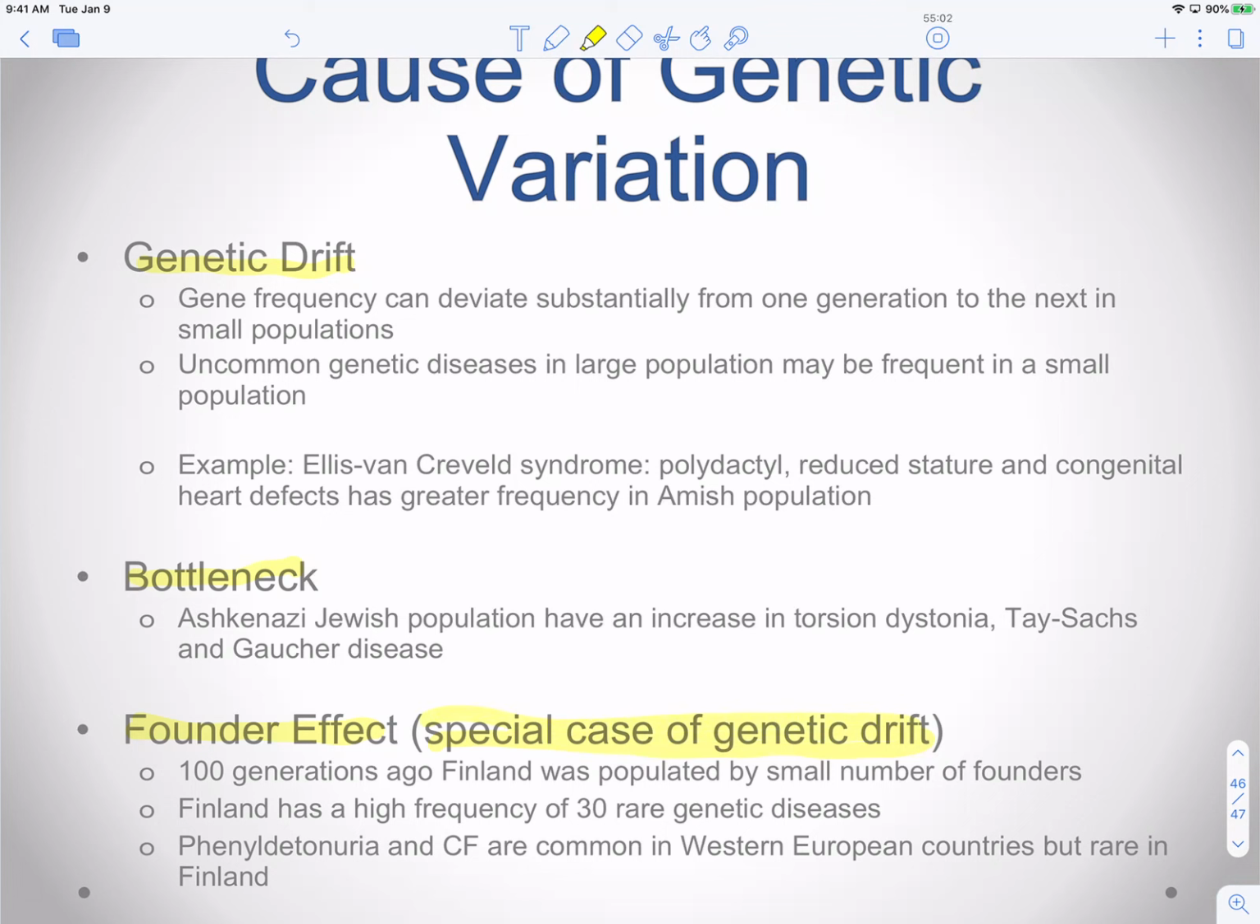In this case, Finland is often the example for this. About 100 generations ago, so we're going back several hundred years, the Finland population was populated by a small number of founders. So they broke away from mainland Europe and went to Finland and founded it. And so it was just a small number of founders, so you sort of got a founder effect. It's not a bottleneck in the same sense as the Jewish populations, because Jewish populations are deciding to marry within the family, whereas the founders are isolated, and so they have no options for marrying outside their founding population.